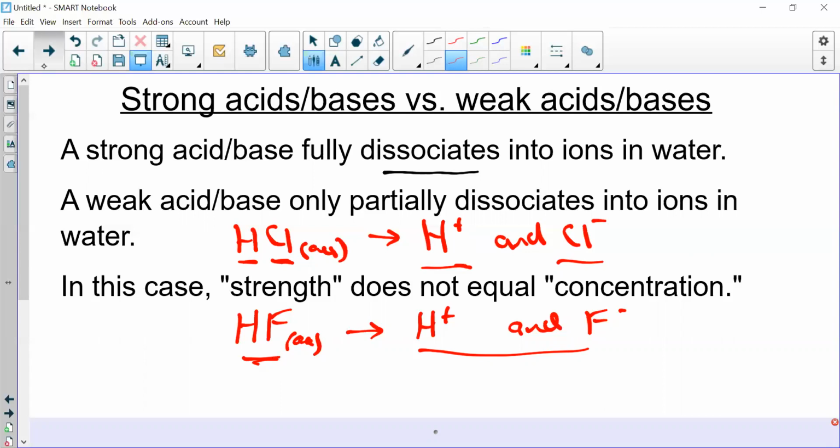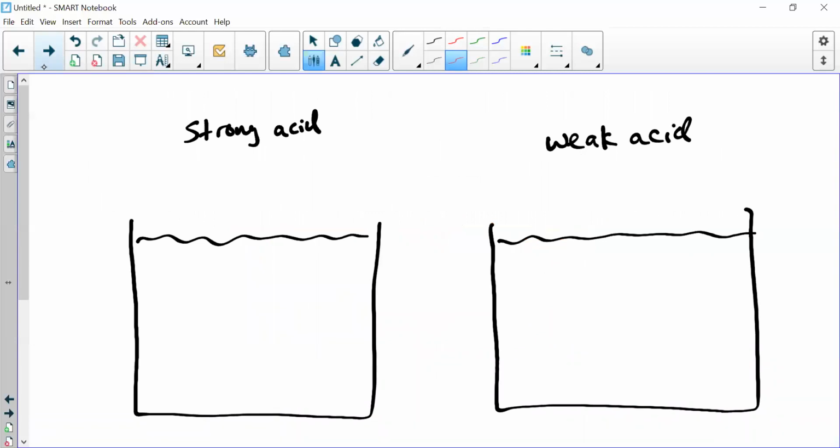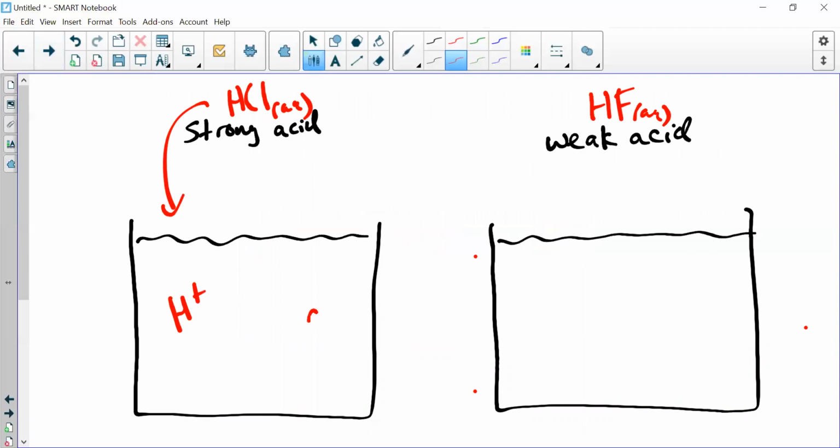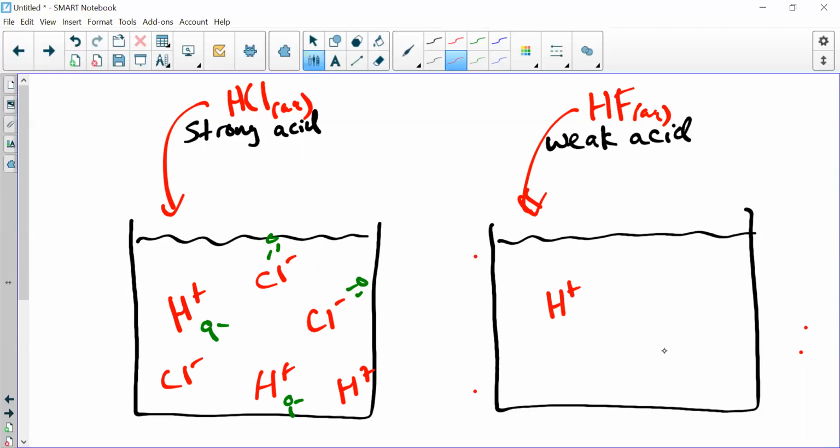So let's look at what this would look like in a picture here. A classic example of a strong acid is HCl, aqueous, and a weak acid is HF, aqueous. So in water, if you were to put HCl, you would end up seeing H plus, Cl minus, H plus, Cl minus, H plus, Cl minus, and you would see your waters kind of surrounding these ions this way. Well, what would HF look like, a weak acid? Well, some of this would still split up, and you would have H plus and F minus. But a lot of it, in fact, most of it would still be stuck together. You would have HF still stuck together, HF still stuck together.